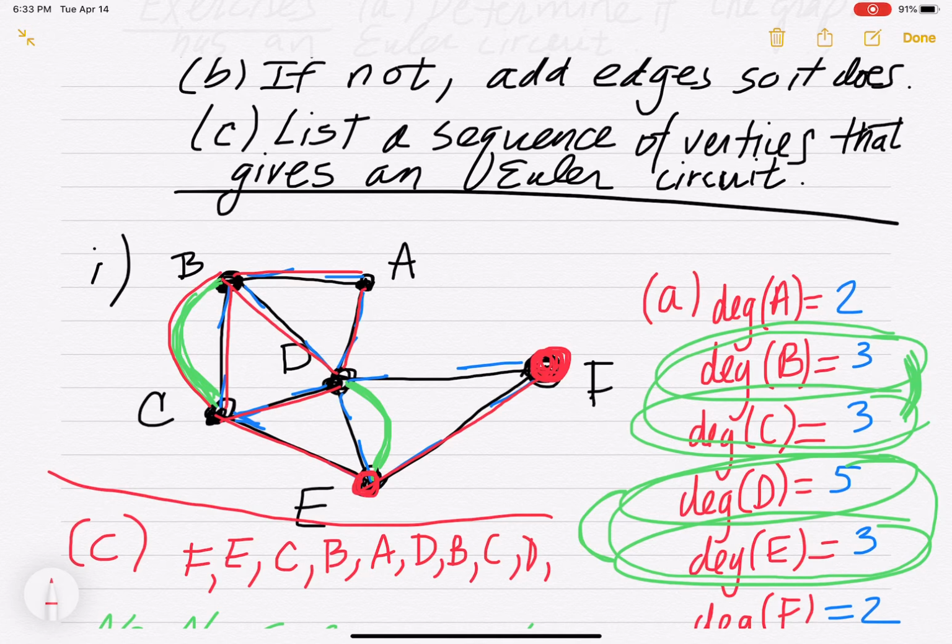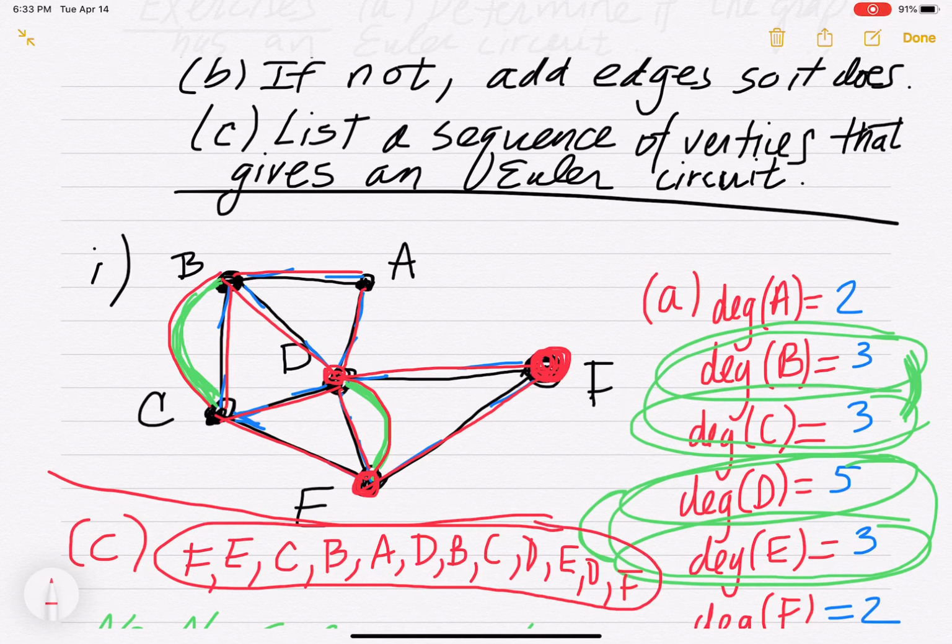From D, I have a few options. I'm going to go over here to E. And then from E, I just have one option. I have to go around here back to this green loop to D. And then from D, I have one final option, back to F where I started. There's my sequence of vertices. It traces that new graph I created from those two green extra edges. I had to create those two green extra edges to make it traceable.